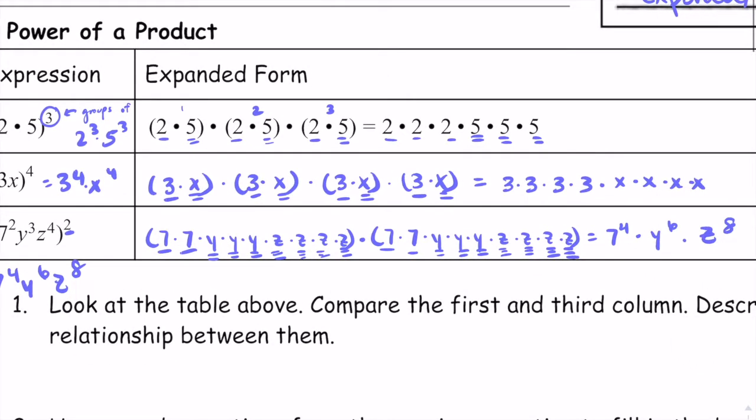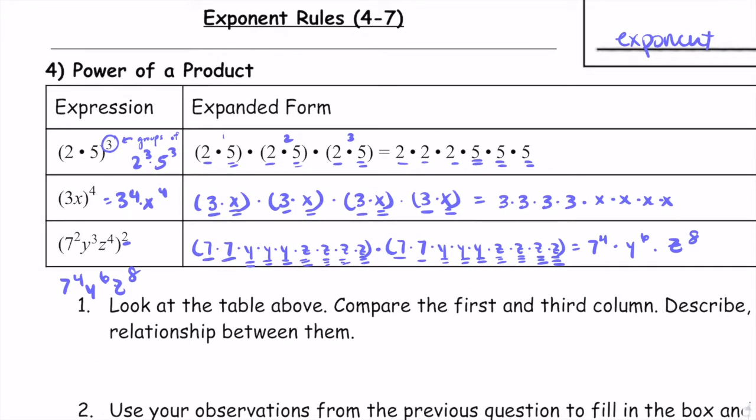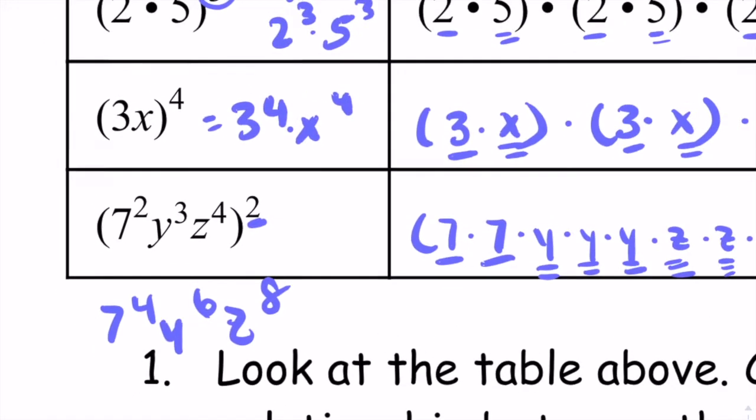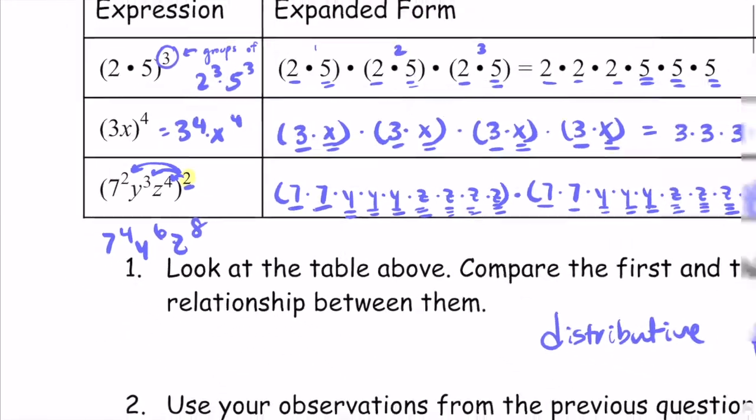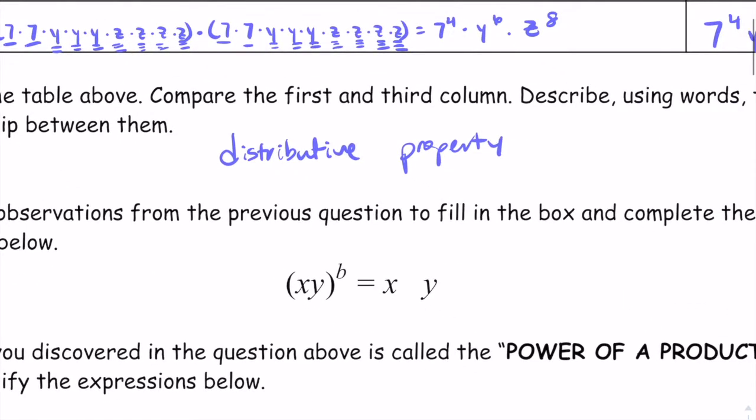So let's see if you were able to come up with your rule. It is the distributive property. I'm taking a look at my exponent, which in this problem is 2, and distributing it to all of my exponents. So I have 7 squared times 2, which is 4. y to the 3 times 2, which is 6. z to the 4 times 2, which is 8. So I'm distributing it to all of my terms inside. It is very similar to the distributive property.